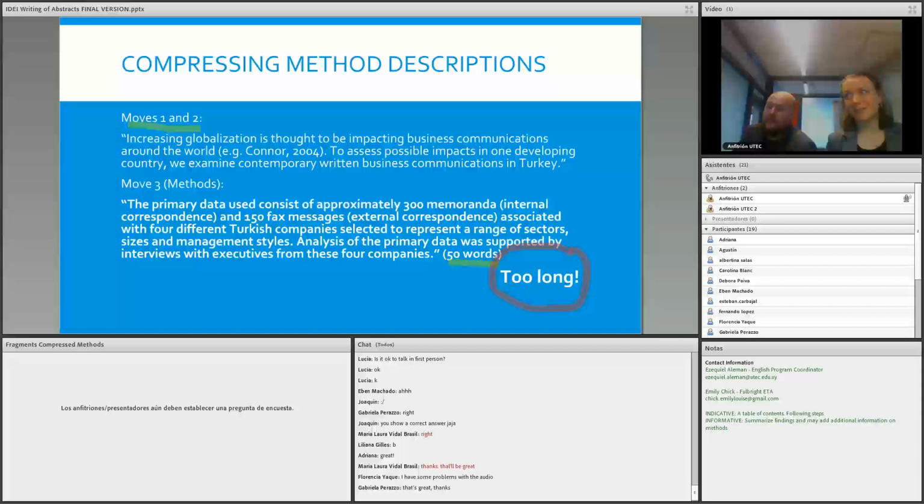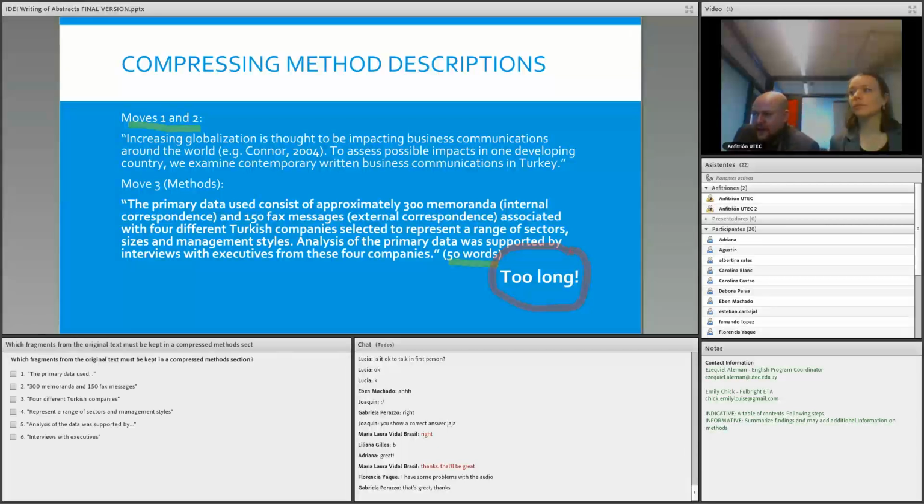Yeah, consider that some journals just limit the writer to a 200-word abstract. That means that if you use 50 words for methods, you may not be allowing yourself to describe your conclusions, the importance of your research. So there must be a way to compress this, and it's not easy. But we can have a short exercise here.